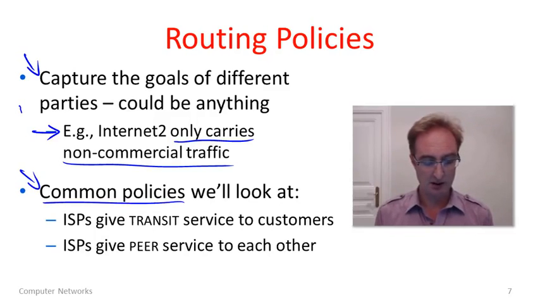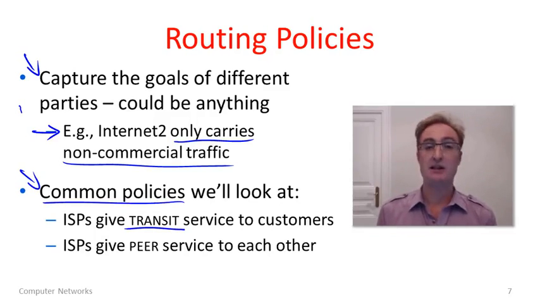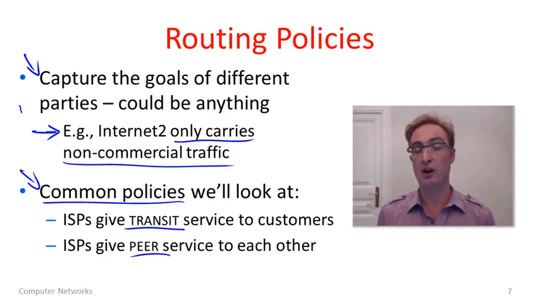I'm going to talk about the policy of transit. ISPs give transit service to their customers. That's one kind of common example of a policy that's often held up. And we'll talk about a different kind of policy called a peering service, where an ISP provides a peering kind of service. Two ISPs often provide a peering service to one another under some situation. So let's look at those two policies.